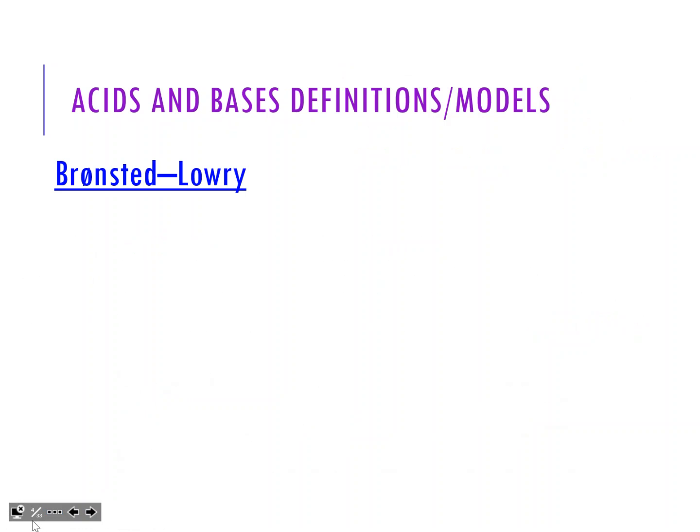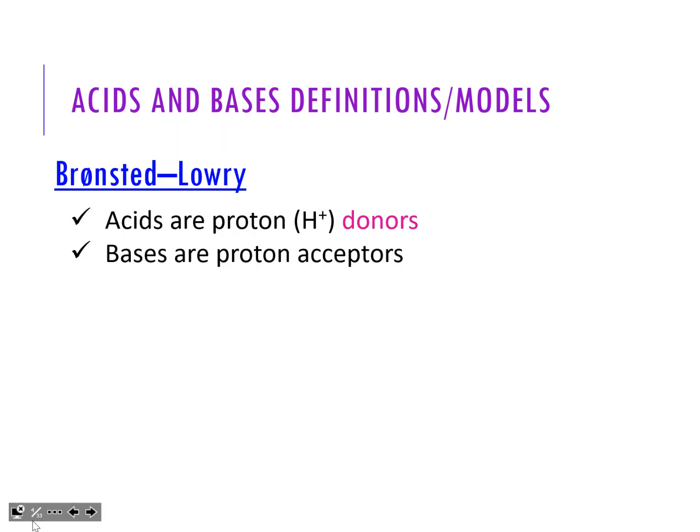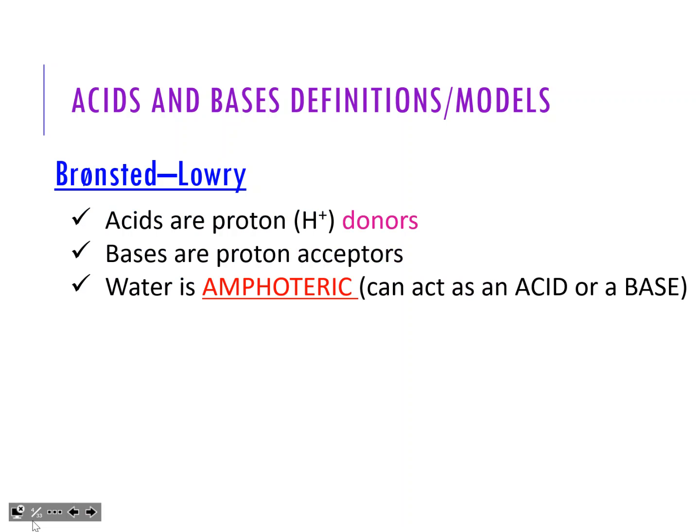Now, the definition and model we're going to look at in more detail and use more in AP is the Bronsted-Lowry definition. In Bronsted-Lowry, acids are H plus donors, they give them away, and bases are the ones that accept the H pluses or the protons. Now, water has the ability to do both. Water can donate an H and water can accept an H. So we say water is a chemical species that is amphoteric.